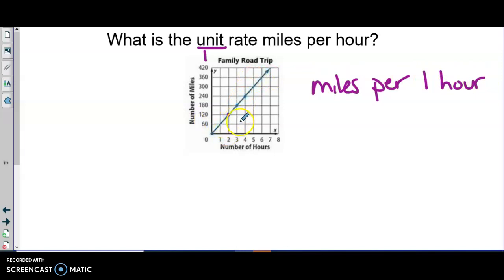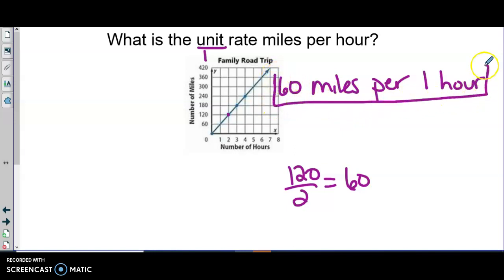If they go 120 miles in 2 hours, we could divide, and that would tell us that they would go 60 miles in 1 hour. That is our unit rate: 60 miles per hour. Anytime we're dealing with unit rate, we want to get it down to just 1 unit. You can also look at the graph and see this. If you went over to 1 and followed it up, you would see that it was 60.